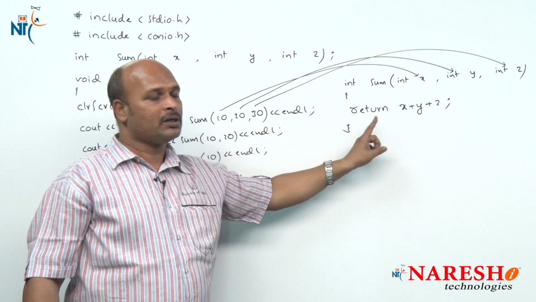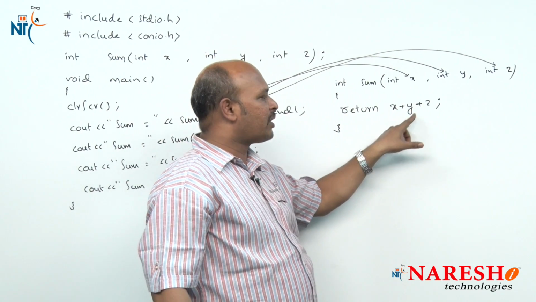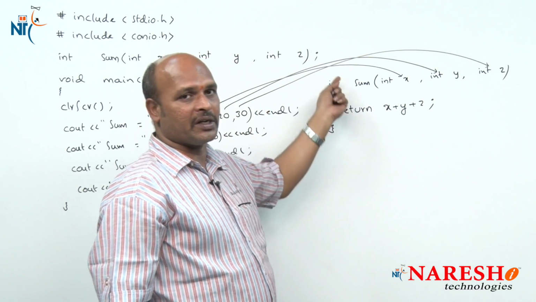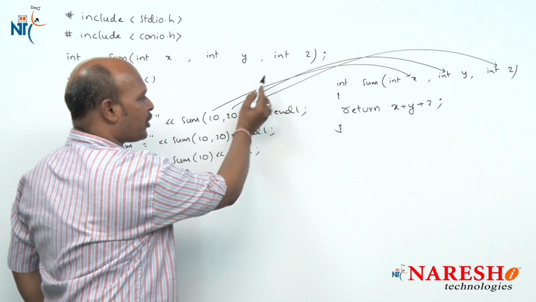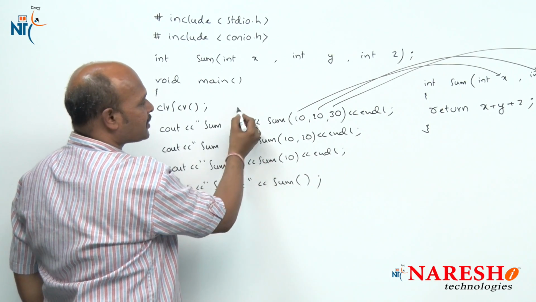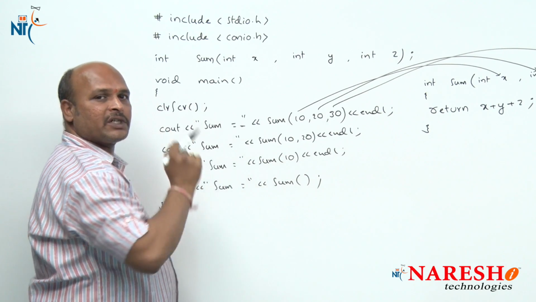Now, return x plus y plus z. That means 10 plus 20 plus 30, the total 60, it is going to return. Now that return value is going to be printed here. That's why your answer is 60. Okay. Now come to the second function call.